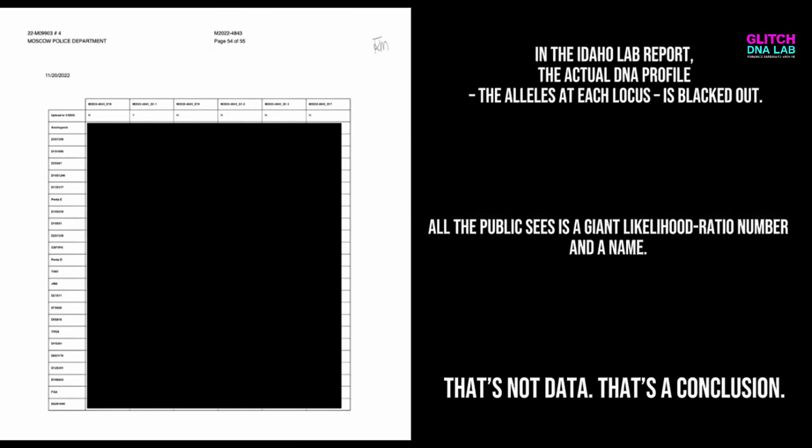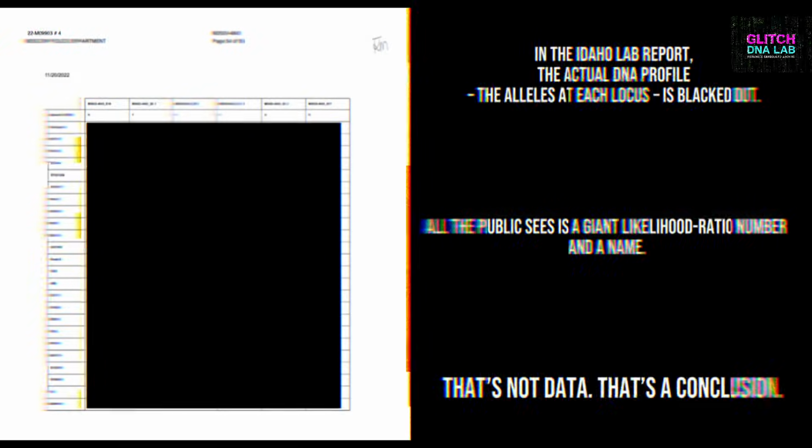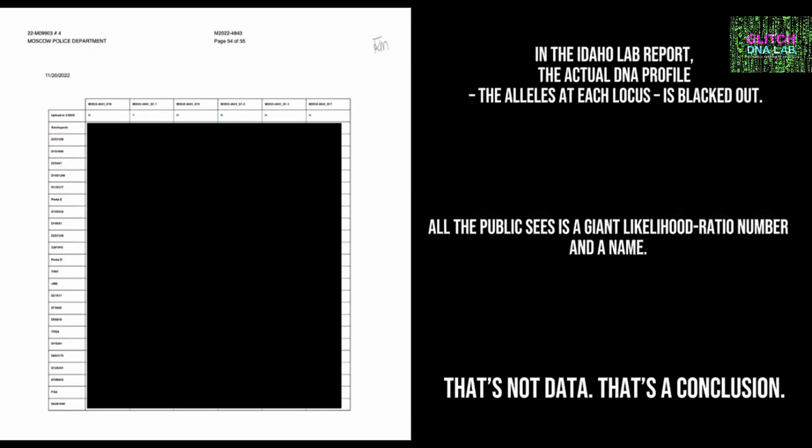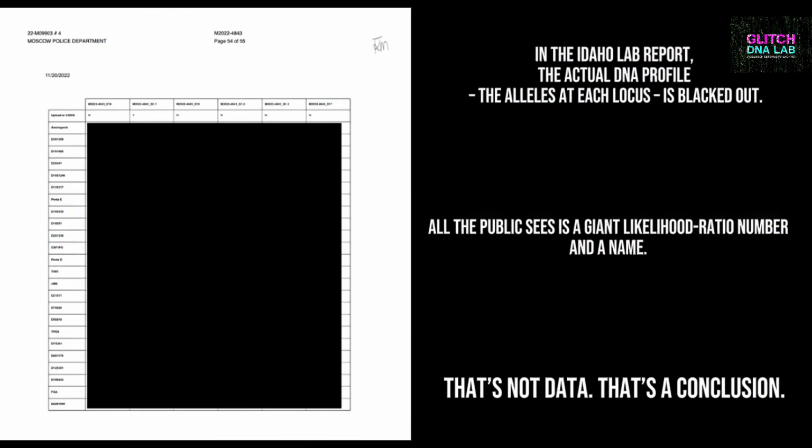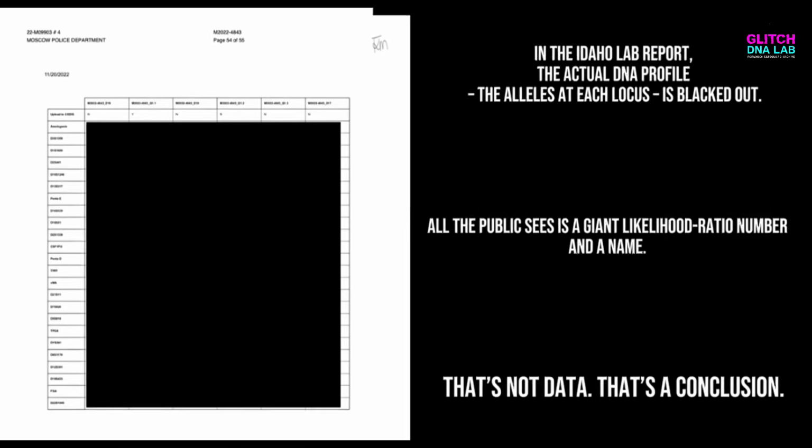In STR work, a match is not a feeling. It's not a headline number. A match is a pattern. Specific alleles at specific loci with specific peak heights and electropherograms, compared between an evidence profile and a reference profile. Different accredited labs can look at the same borderline data and legitimately disagree. One might call it supportive. Another might call it inconclusive.